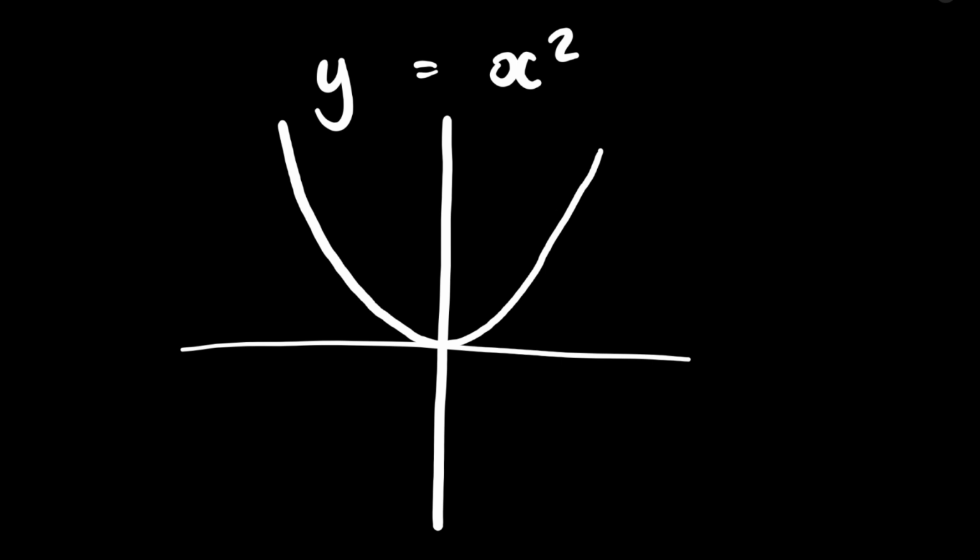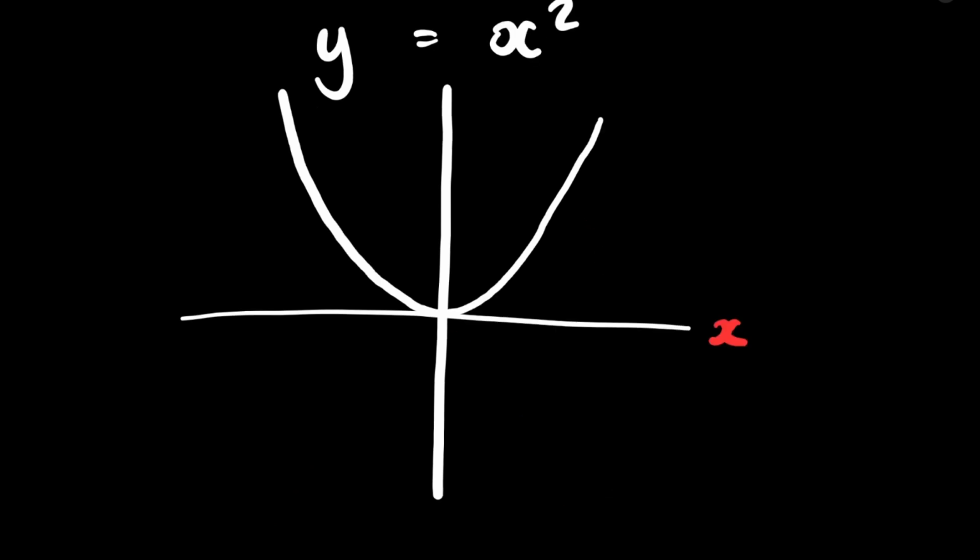But let's say it was y is equal to negative x squared. In that case, what happens is that it reflects across the x-axis, and then what we end up with is this downwards reflected version of the upper graph.